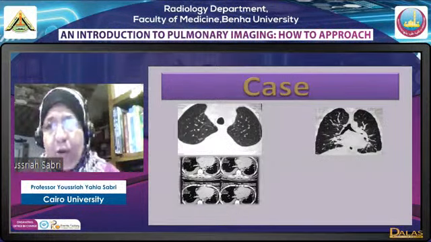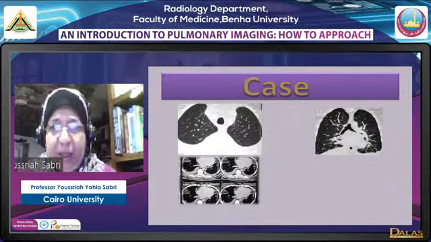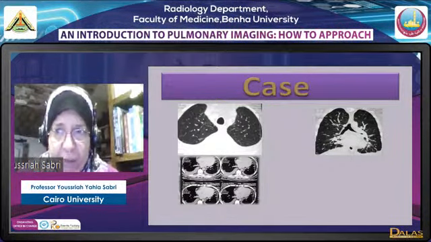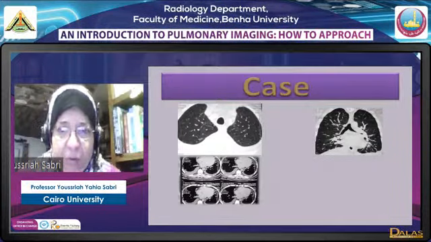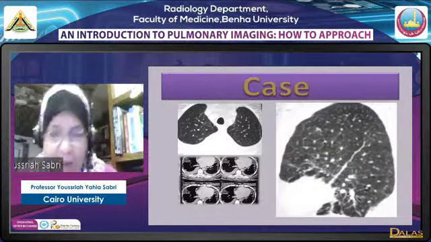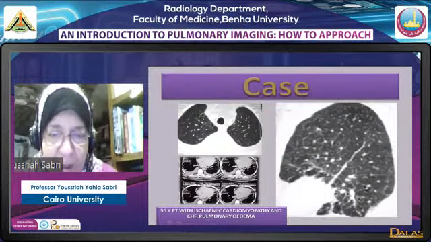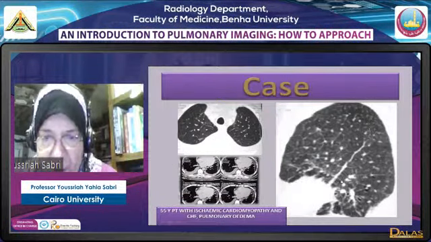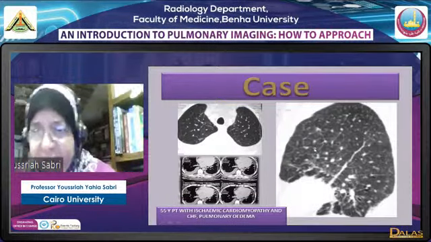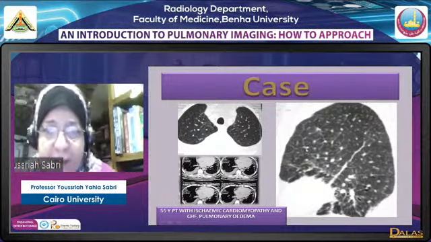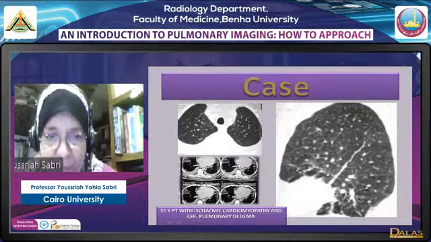Here, another cause of prominent interlobular septi is interstitial edema. This was a case actually of cardiomyopathy, ischemic cardiomyopathy, and as you can see here, there is fissural effusion, there is prominent interlobular septi, not as prominent as the one we have seen before. There are some patchy opacities, there is pleural effusion, and there is cardiomegaly, okay?